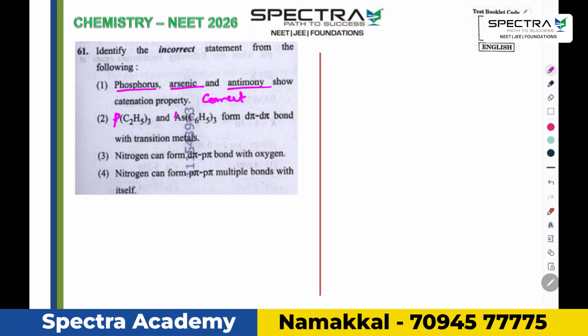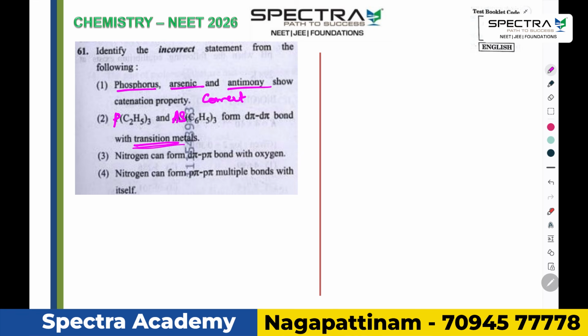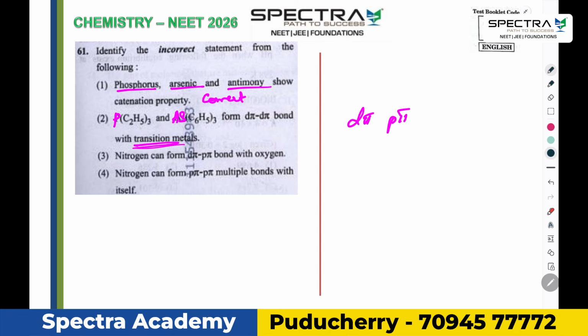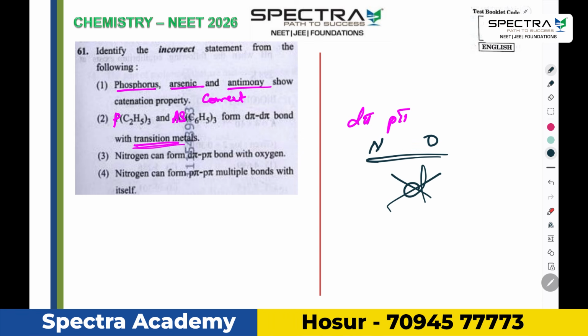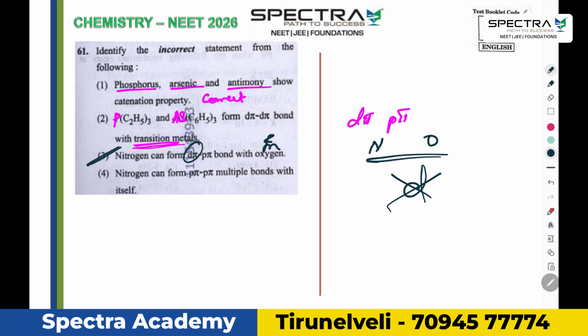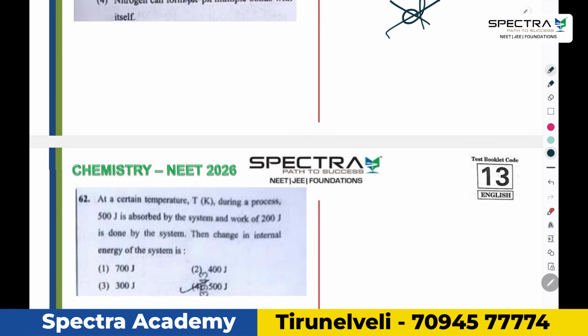And phosphorus, arsenic, both of them are having empty d orbital, which can form bond with the transition metals. So they can form bond with transition metals. Nitrogen can form d pi p pi bond, they are saying. Both nitrogen and oxygen, they don't have even empty d orbital. So d pi bond is not possible. So this is incorrect statement. So the answer for this question is option 3.